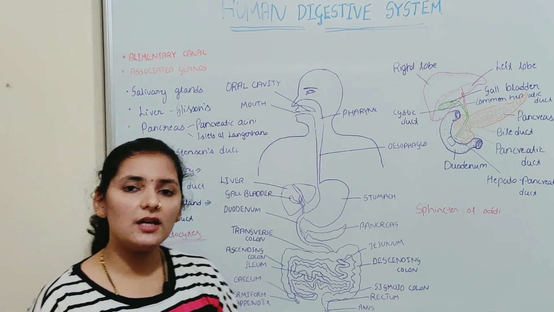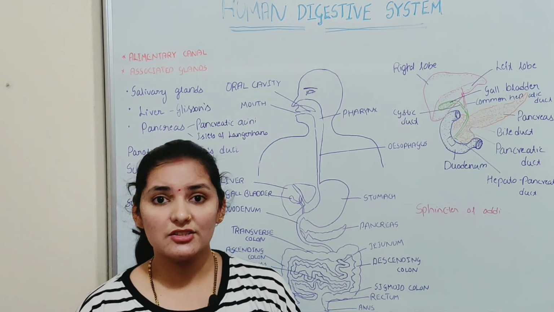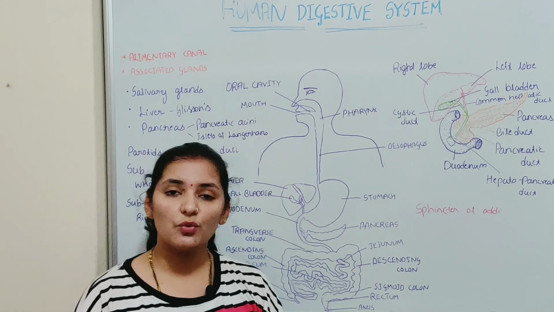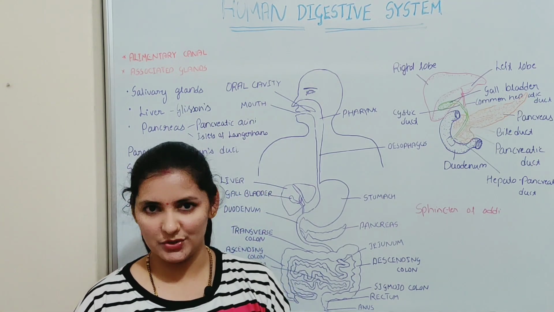So that's about the second component of the digestive system, that is digestive glands or associated accessory glands. So with this I explained the anatomy of the human digestive system.